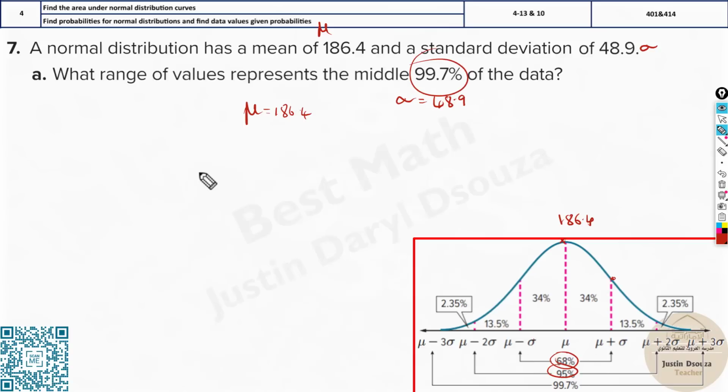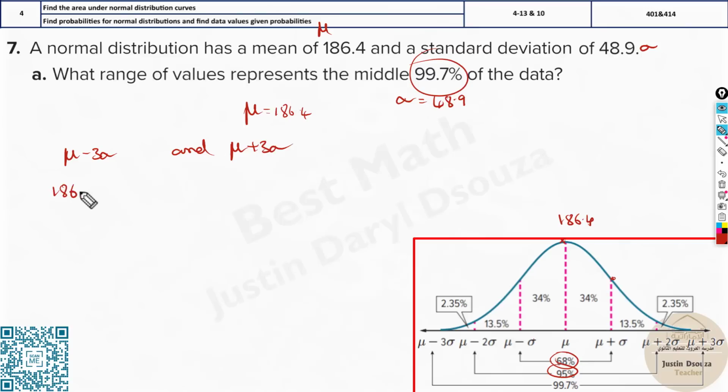That is what we want. So now here it's very, very simple. You can memorize this value. 99.7% is given by mu minus 3 sigma, sorry, not pi. So the interval would be mu minus 3 sigma and mu plus 3 sigma. Now substitute the values.